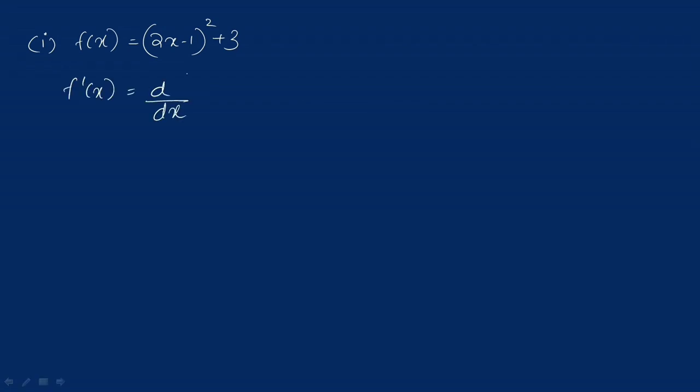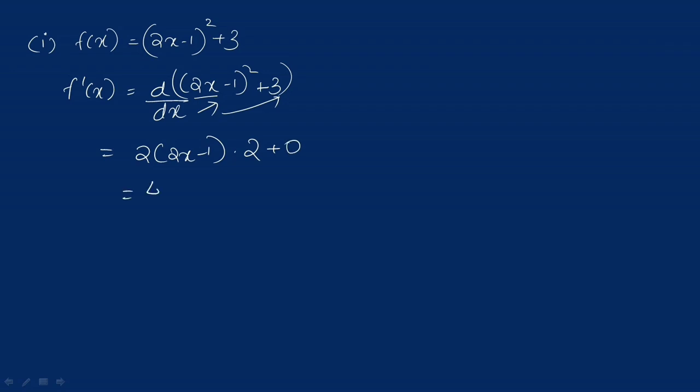So what is f dash of x? d by dx of (2x minus 1) whole square plus 3. d by dx of (2x minus 1) whole square is 2 into (2x minus 1) into d by dx of 2x, that is 2, plus d by dx of 3, that is 0. So we have 2 into 2, that is 4 into (2x minus 1), that is f dash of x.